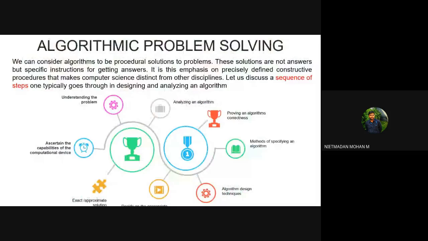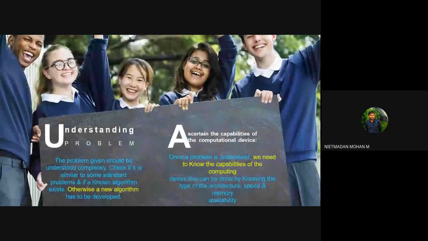So first thing, you want to understand the problem. If you are not satisfied with your algorithm, if it was not giving any accurate result, then we will move to a new algorithm and you want to develop a new algorithm according to the problem that you have identified. So this is an understanding of a particular problem and assessing the capability of the computational device.